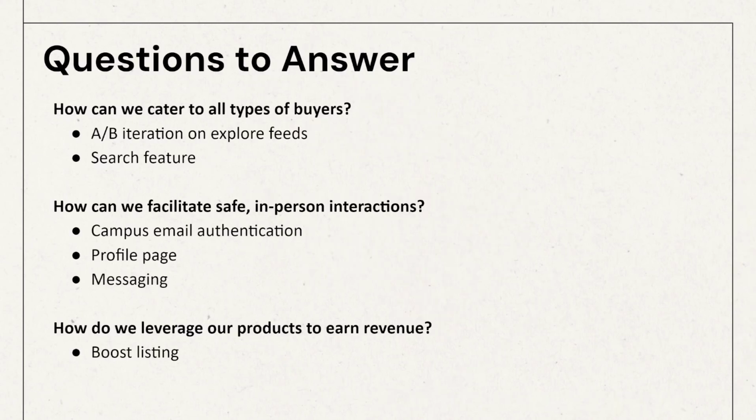Along with combining everything from the previous sprints, we also need to follow the last sprint's learning prototype plan to answer these three questions. How can we cater to all buyer types on the Explore page? How do we build a trustworthy shopping experience? And how do we leverage our product to earn revenue?